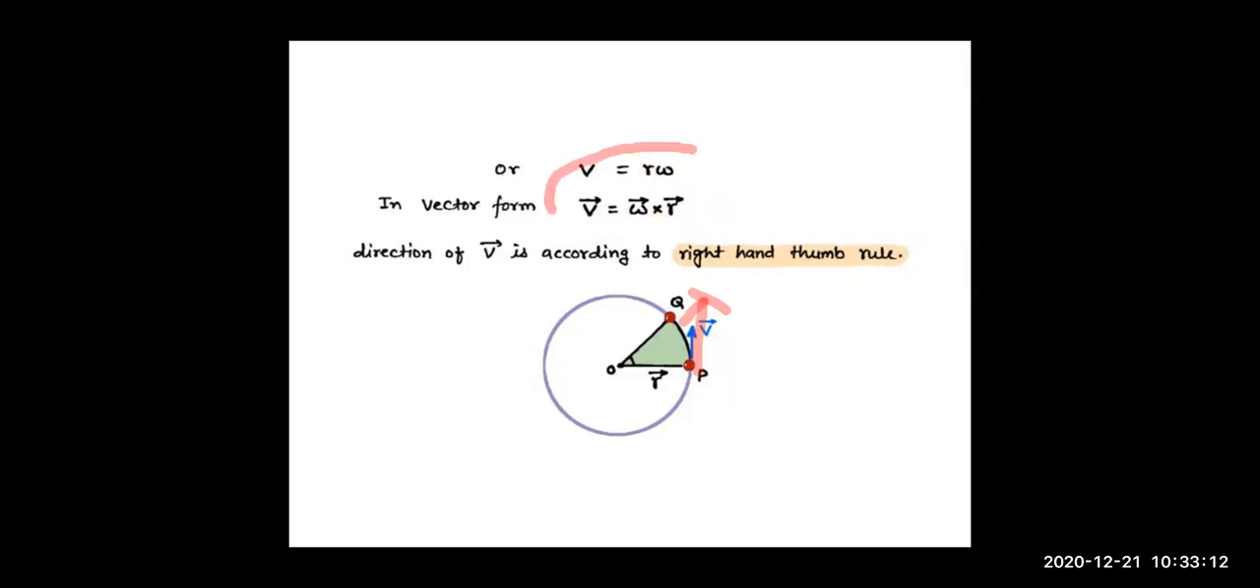So children, this is the relation between the linear velocity v and the angular velocity omega. And the direction of v is given by the right hand thumb rule. That is, it is perpendicular to the plane containing omega and r.